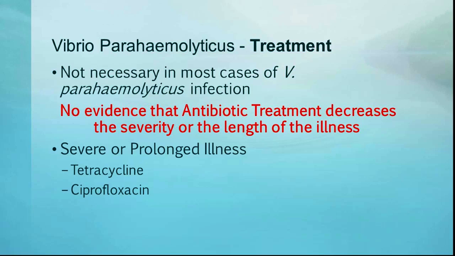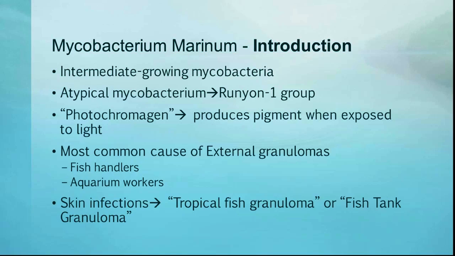Parahaemolyticus. There's no specific treatment for this particular bacteria, but they say that if they are very severe and you see in the stool culture that it's Parahaemolyticus, you would give them tetracycline or a fluoroquinolone such as Cipro. But the evidence says that the antibiotic treatment really does not shorten the course or the severity of the disease. So mainly supportive care.